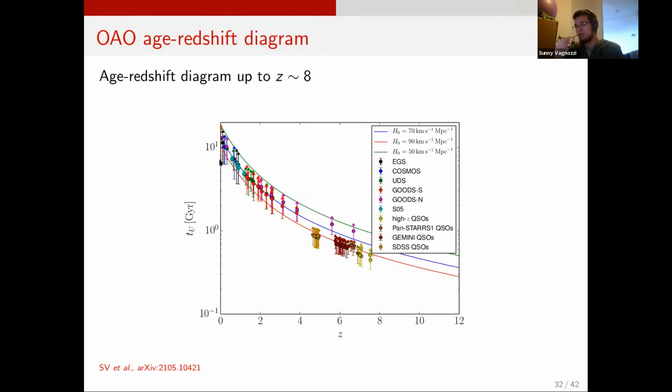So what we did was we compiled a catalog of the oldest galaxies in any redshift range. And that's what you see over here. This is essentially a census of the oldest inhabitants of the universe at any redshift, up to redshift roughly 8, okay? And we can use this now to set an upper limit on H0.